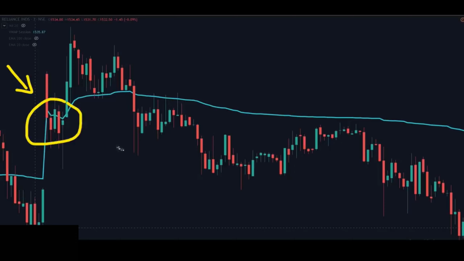Also, if you haven't noticed it yet, VWAP is an intraday indicator. Therefore, the VWAP line will start from the body of the first candle of the day. Okay, let's focus on the chart.